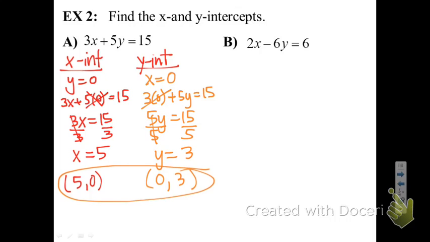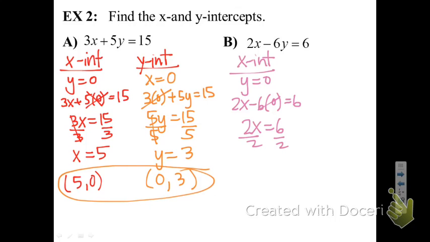On B, we're doing that same idea. We're finding the x-intercept by replacing the y with 0. When we replace that y with 0, the 6 times 0 becomes 0, so it's no longer in our equation, and we have 2x equals 6. To solve this, we divide by 2. X equals 3. Those 2's divide out. And to write it as an ordered pair, we would say x is 3 when y is 0.